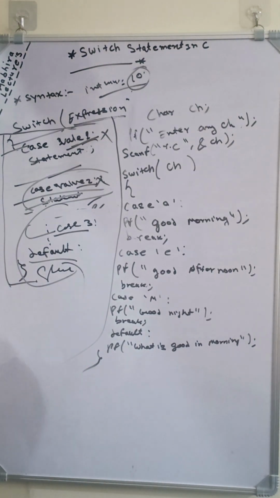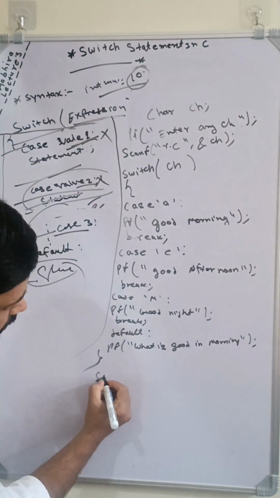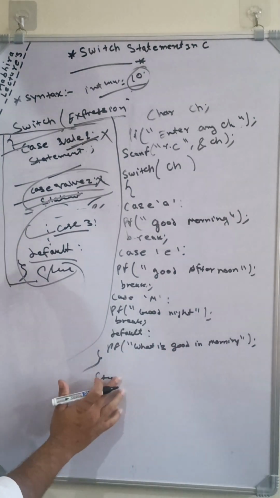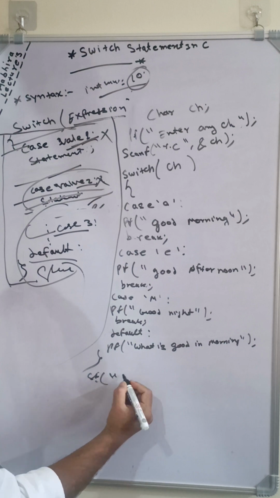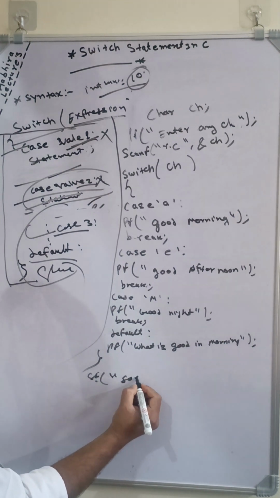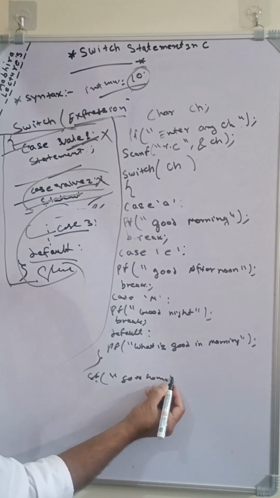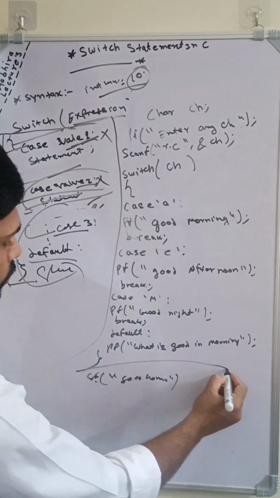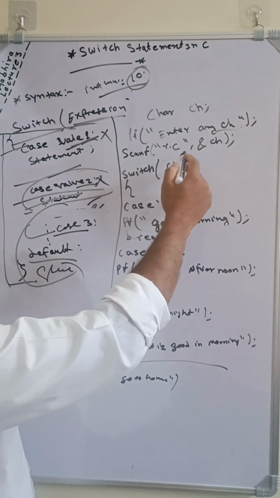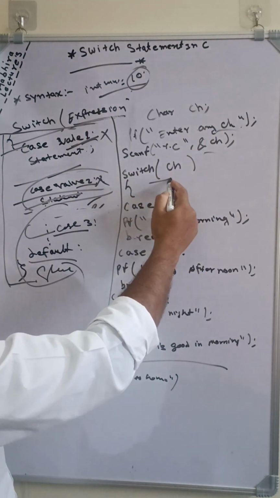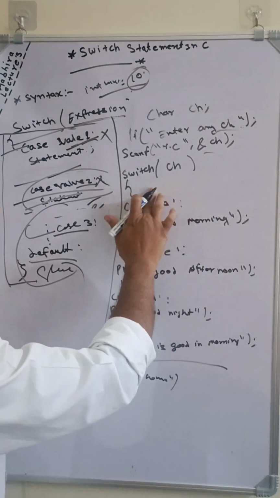You can write another statement here also. Once the switch is done, you can write other statements, like go to home, anything, but up to here you have to write the switch. Here we see enter any character, taking the address of that character for scanf.